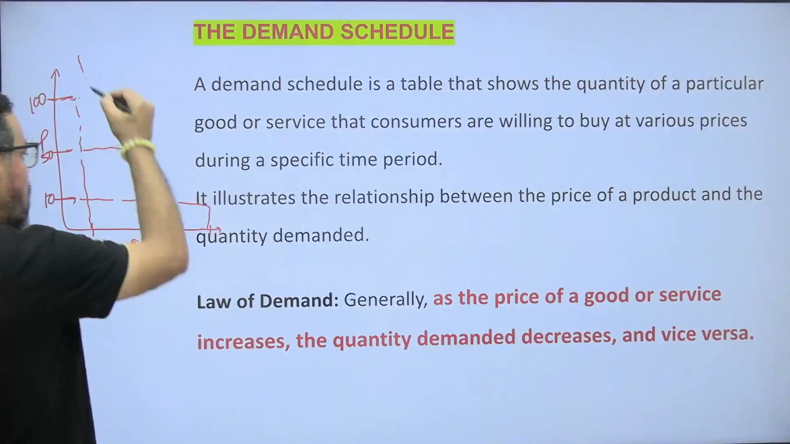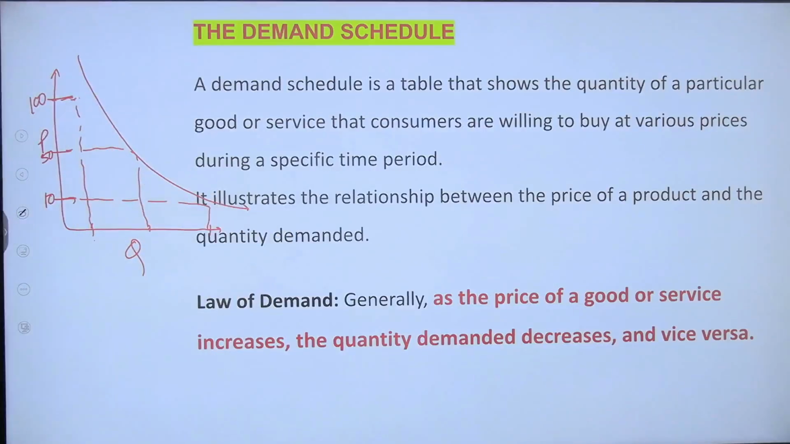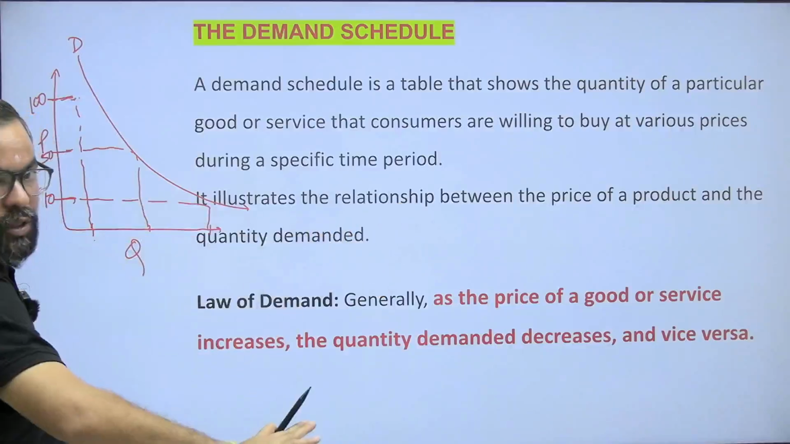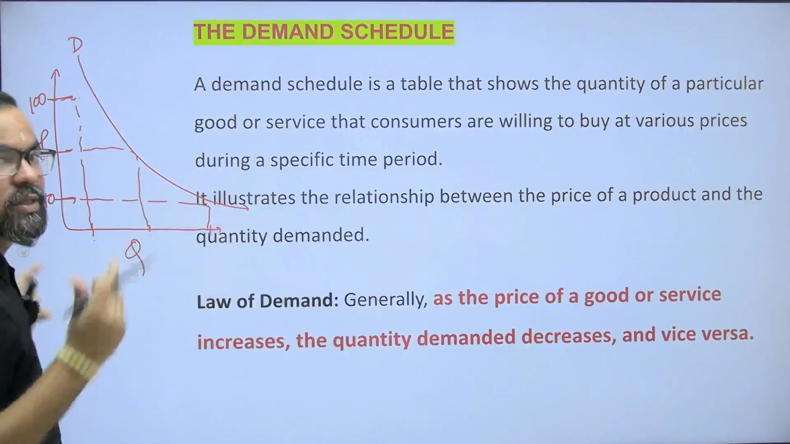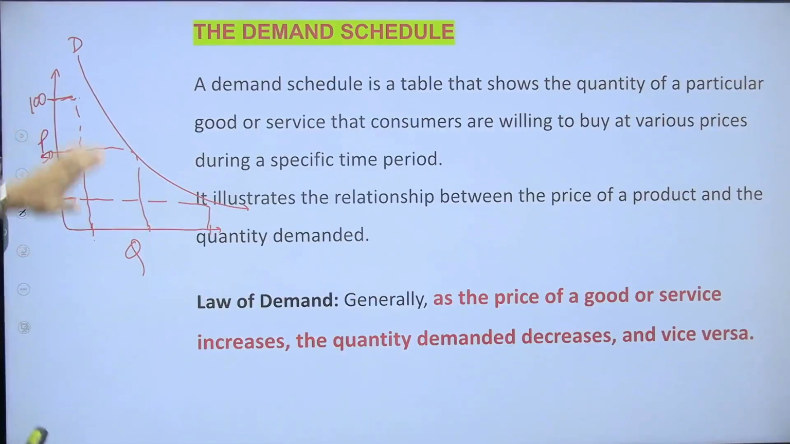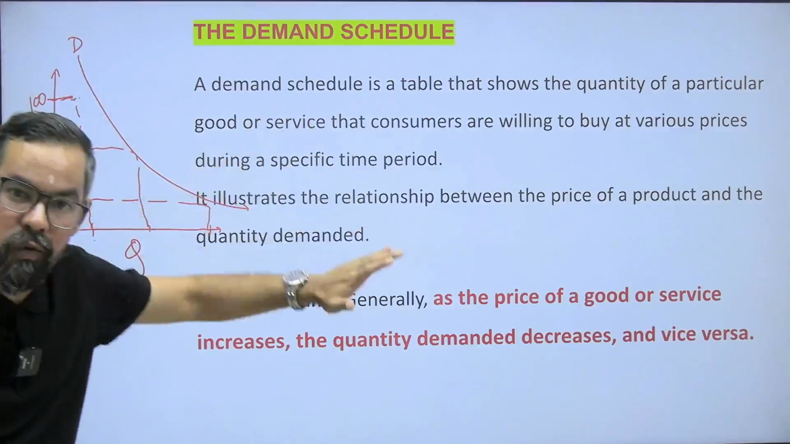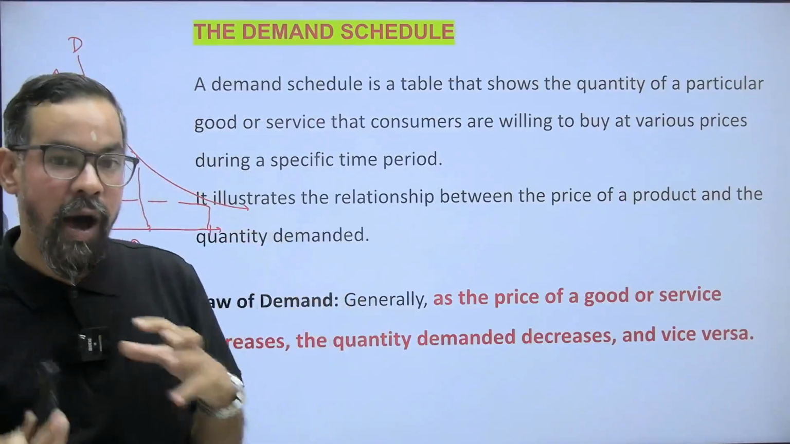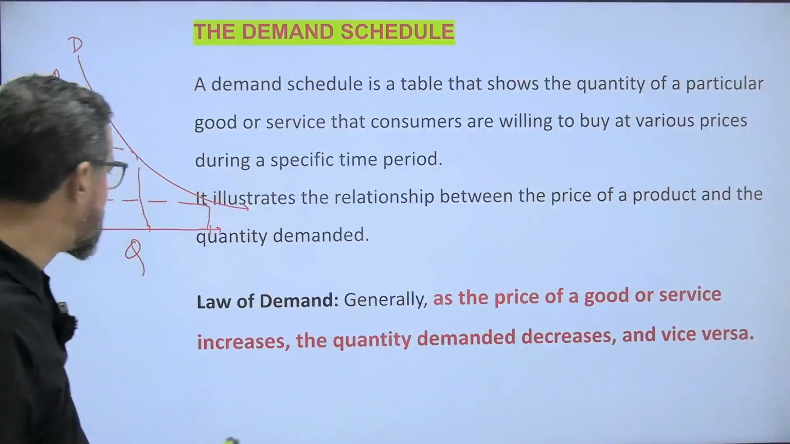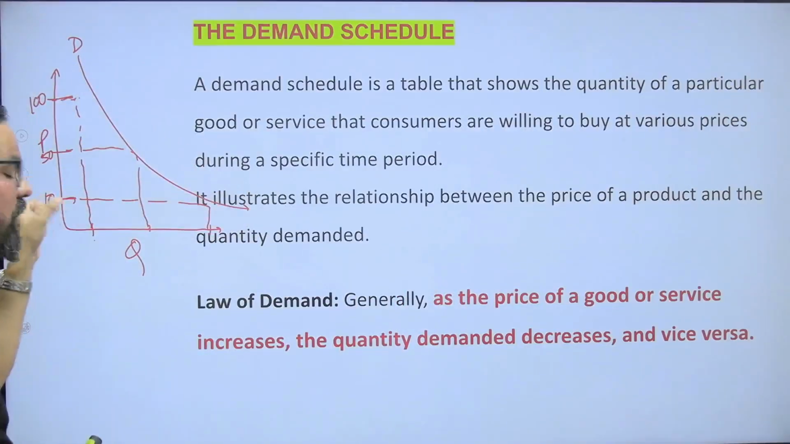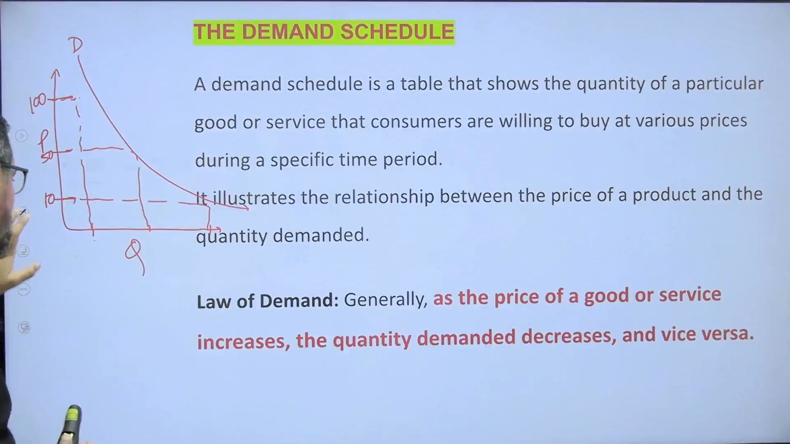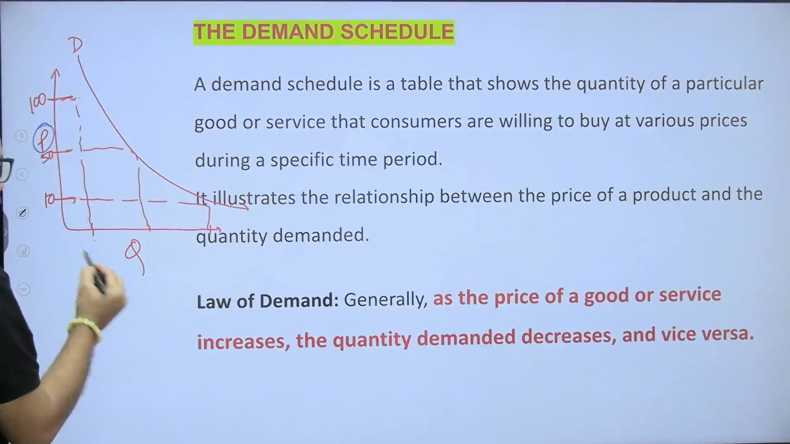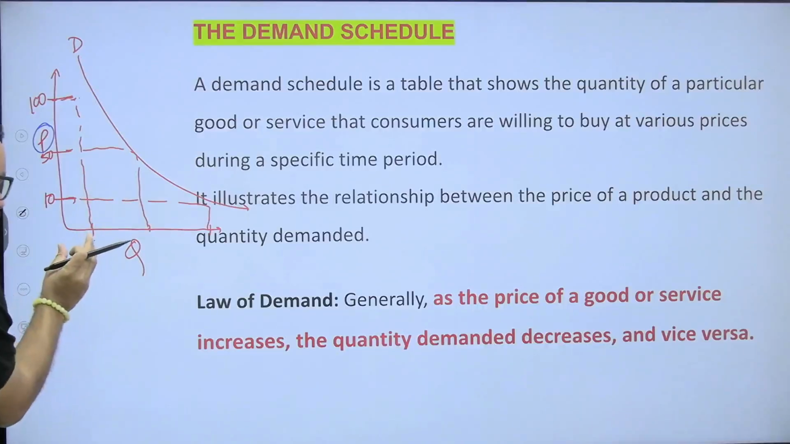The demand curve generally moves from left to right, downwards. That means if the demand curve is moving left to right downwards, there are more demands from the customer side. There is a relation between price and quantity demanded. So if the price is on the higher side, the quantity demanded will again be on the lesser side.